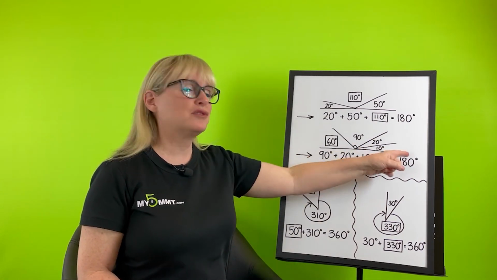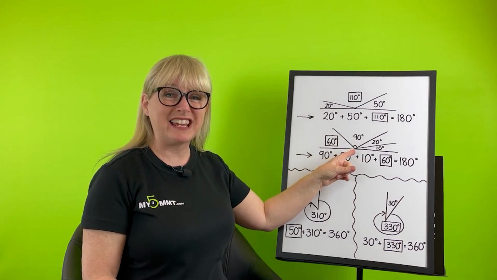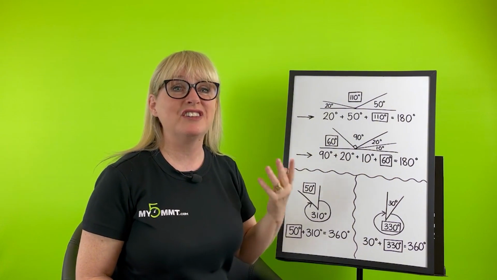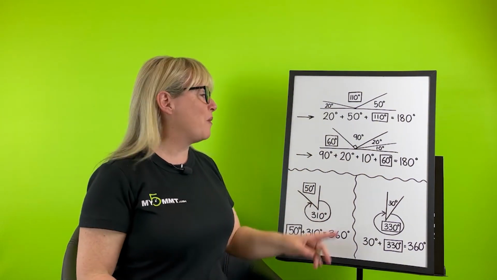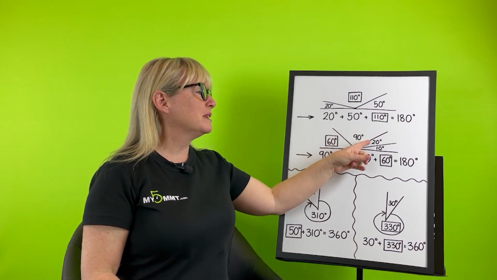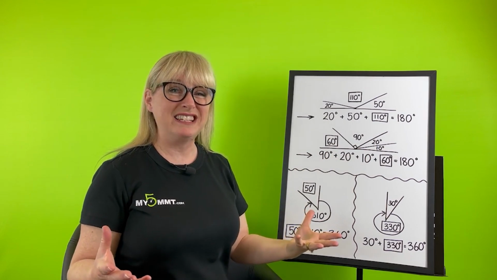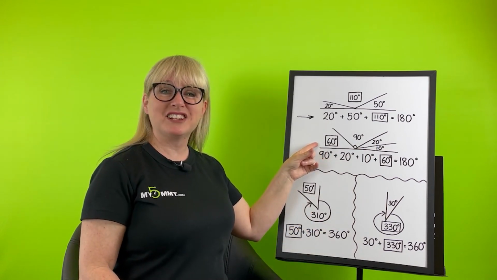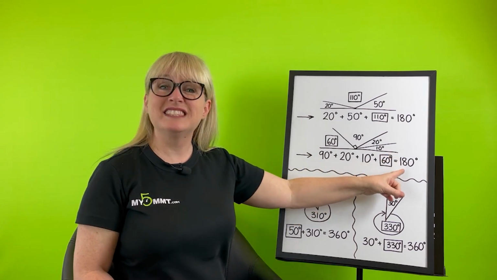Here I've got another straight line, but when I looked, I saw that this had the little symbol for a right angle, and I remembered right angles are 90 degrees, and that's why we use what we know to work out what we don't. 90 degrees plus 20 degrees and another 10 degrees, altogether that's 120. It means my missing section here must be 60 because when I add them all up, they still need to equal 180 degrees.